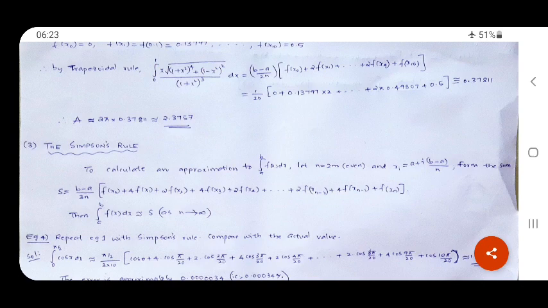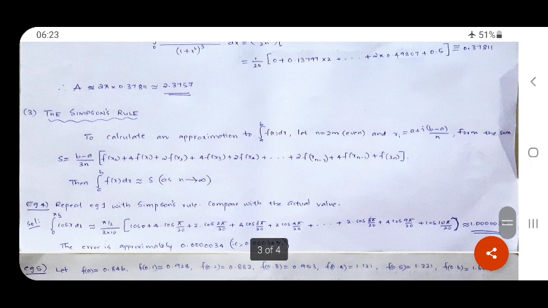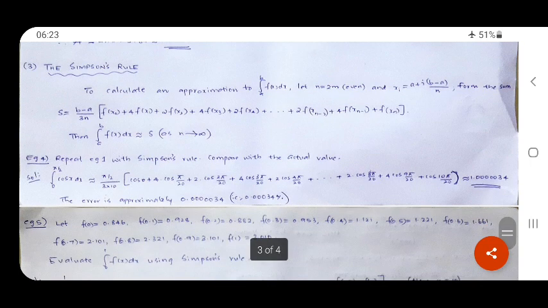That is all odd cases, so f of x_i for odd i are multiplied with 4 and even ones are multiplied with 2, except the first and the last, x0 and xn. F of x0 and f of xn are written as they are, but the remaining are multiplied with either 4 or 2 depending on whether the i value is odd or even. Then integral a to b f of x dx is approximately equal to s.